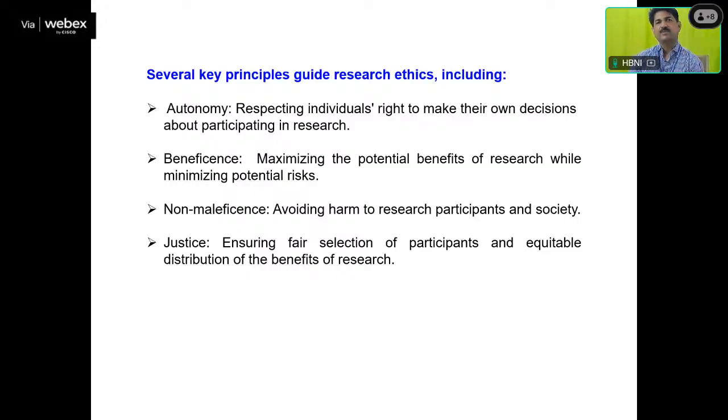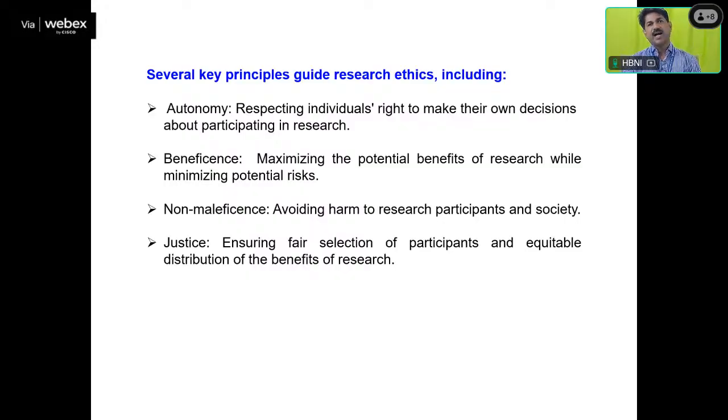So all types of population, whenever we are applying something to our population, meaning a large number of people, we have to include all types of regions, all types of male, female, and all. And during that, fair recruitment and selection of the participants is also to be done, ensuring fair selection of participants and equitable distribution of the benefits of research. So in that case, we can do justice to the various populations involved during the research. So these are the four key principles of research ethics.